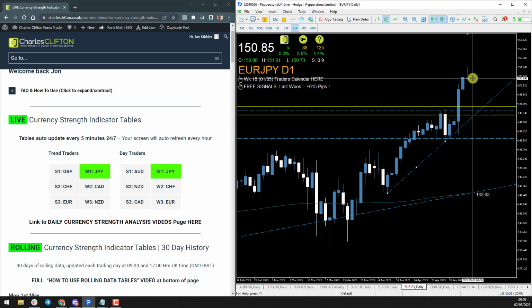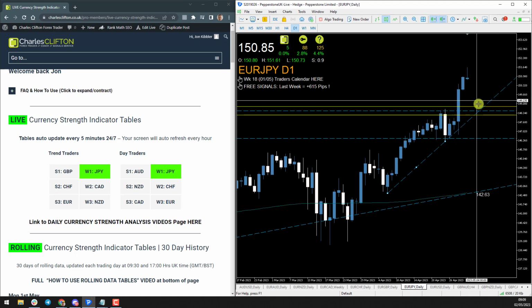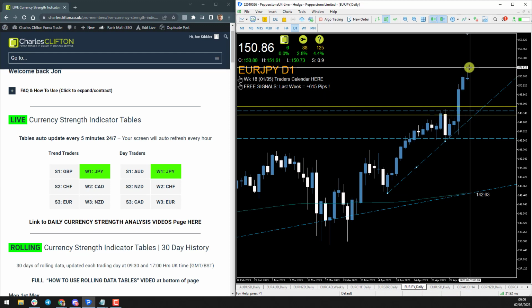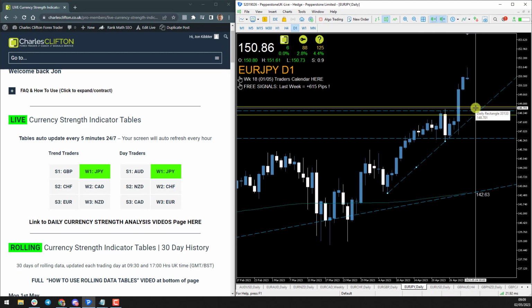I expected after that sudden yen weakness that we would actually see price pull back. Maybe we will see that for the rest of the week, so we have to be a little bit careful here, but we'd want to see that anyway. We don't want to be long in and around this point. In fact, we want to be long at supporting levels.